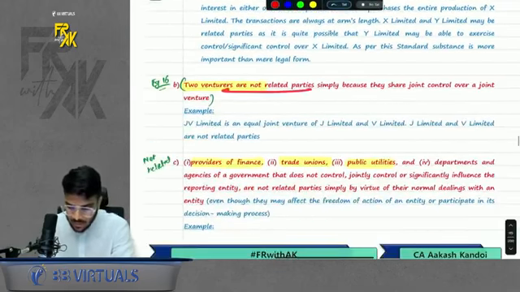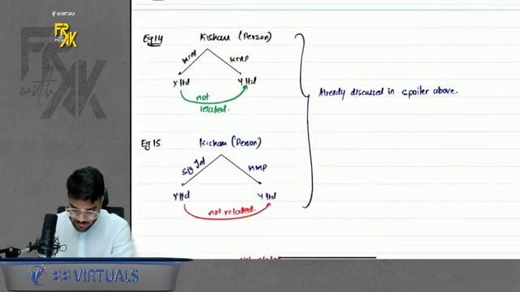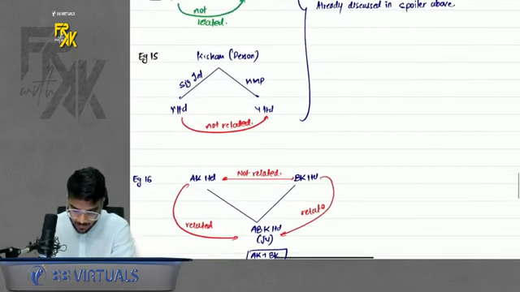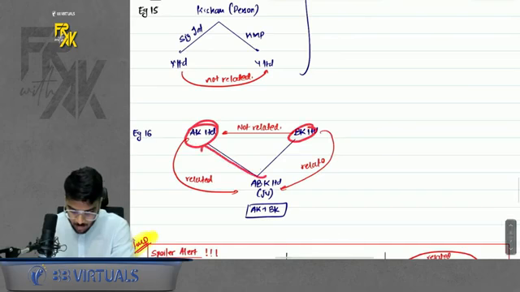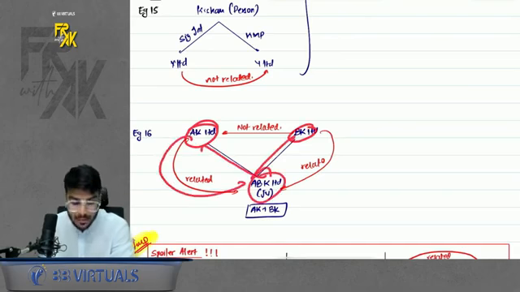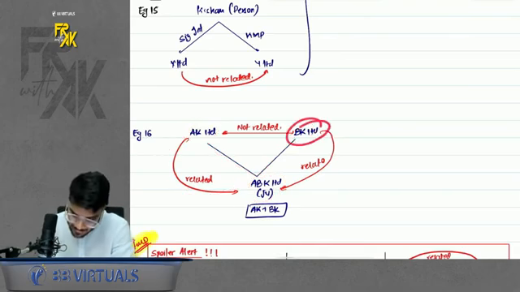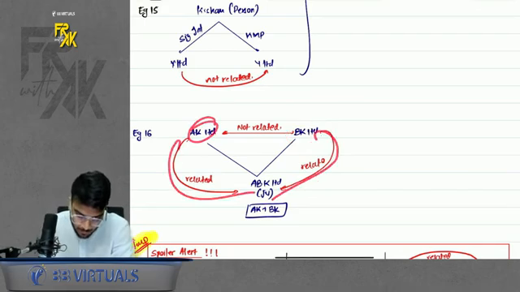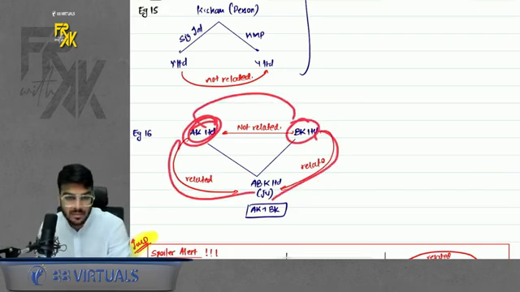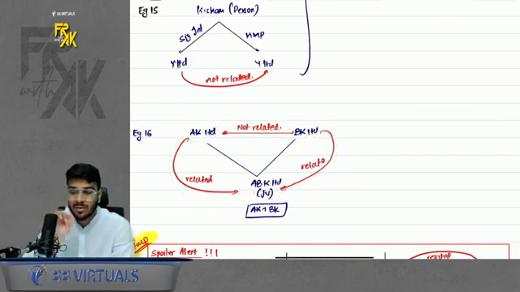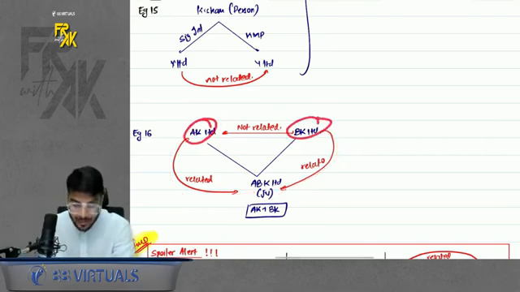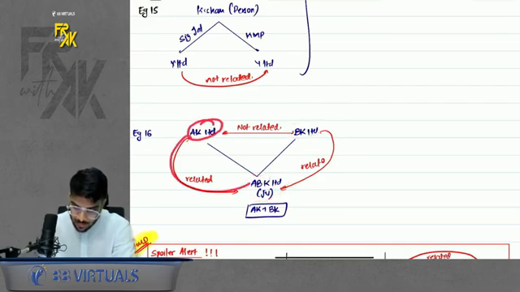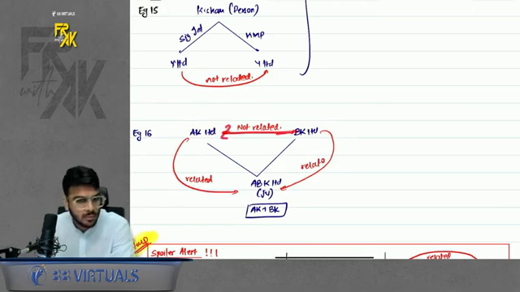Okay. Then second part. Two venturers are not related simply because they share joint control. What is the meaning of this? Let's say AK and BK opened a joint venture together, ABK. So AK and ABK are related, BK and ABK are related. That means you are related to the joint venture company, but the parties will not be related to each other. The joint venture parties are not related to each other. So AK and BK came together, formed a new company, ABK. So AK will be related to ABK, BK will be related to ABK, but they are not related between themselves. Do remember that part.